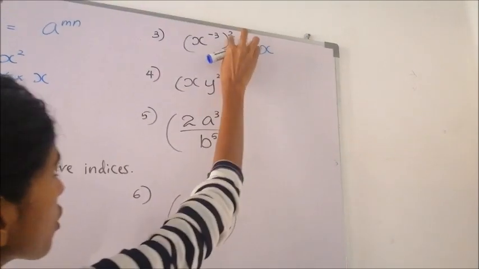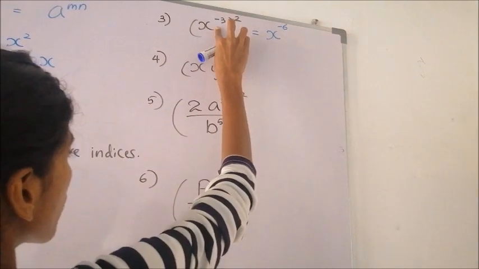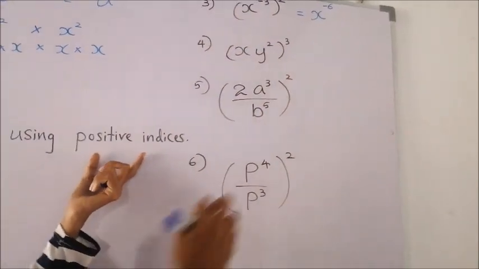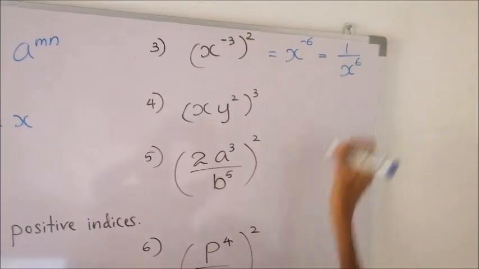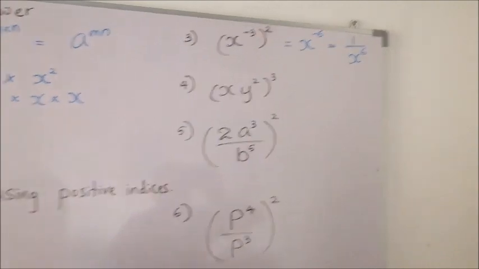X to the power 2 times 3 is 6, but it is minus. I told you we need to keep the answers as positive indices. So, we will get the reciprocal of this. It should go down. When it goes down, it becomes positive.